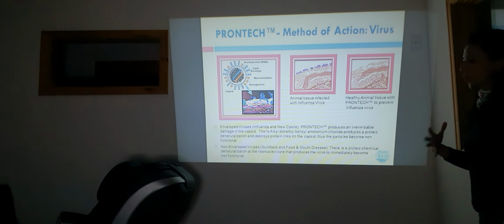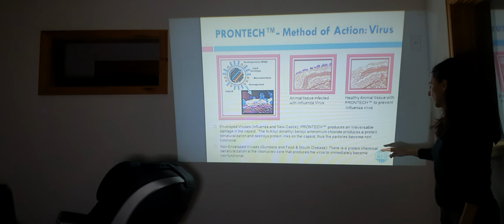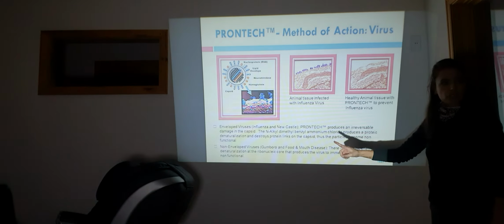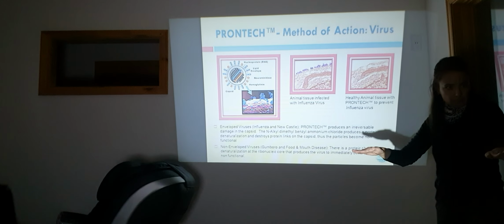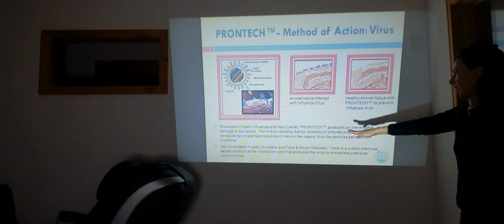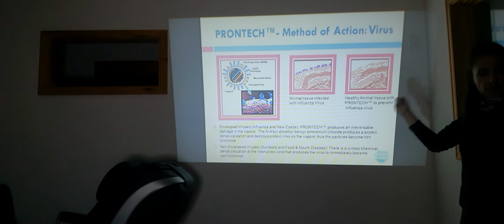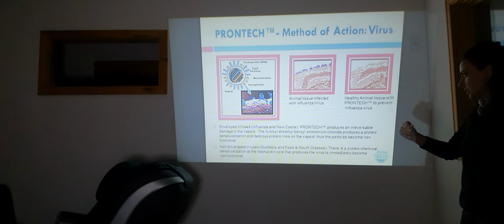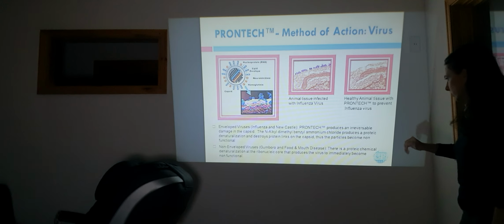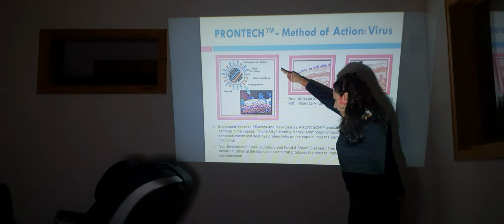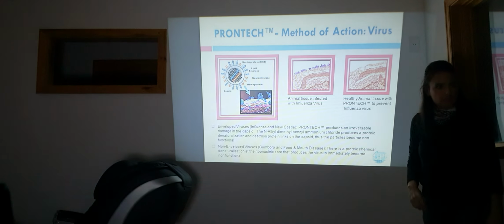So what the product does is it has a chemical denaturalization. It neutralizes the virus, so it can no longer function. It becomes non-functional, and it's a very quick process. So it gets rid of the RNA and DNA.